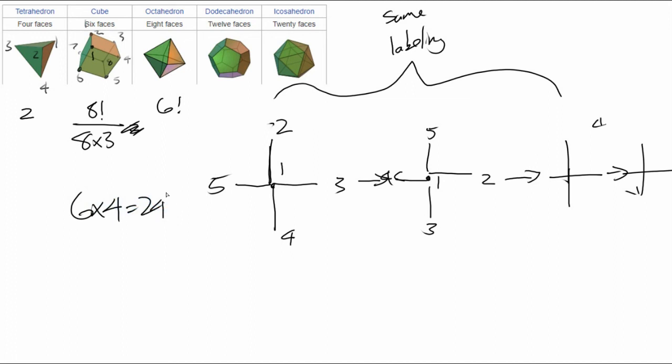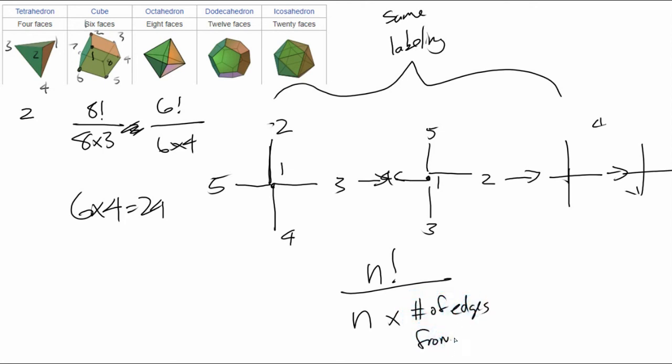24. So 6 times 4. And so I think we have a pattern. I think we can actually solve the formula right out. The formula seems to be the number of vertices n factorial, divided by the number of vertices n, multiplied by the number of lines coming out of that vertex. For a cube, there are 3 edges coming out of a vertex. For an octahedron, there are 4 edges coming out of a vertex. So it's the number of edges from one vertex. And that's really the formula.